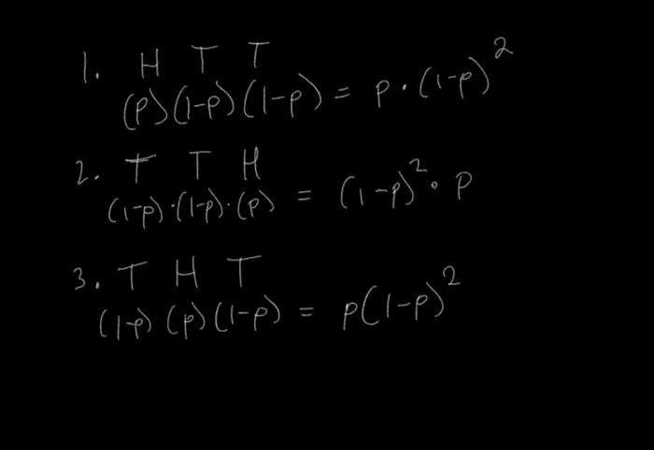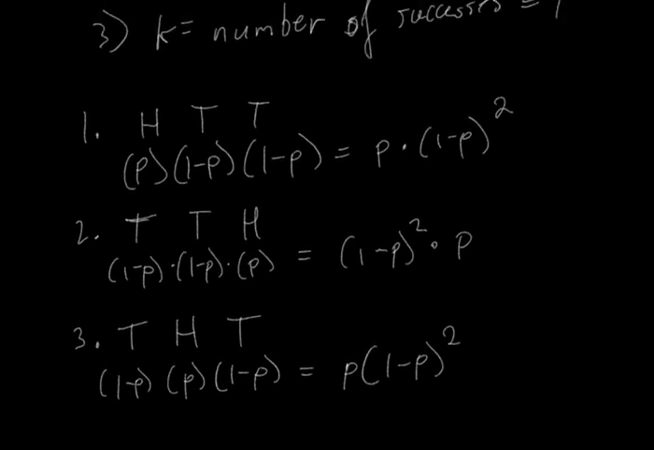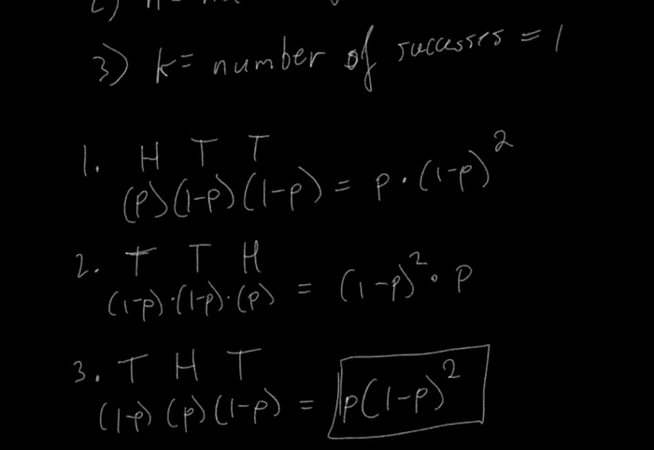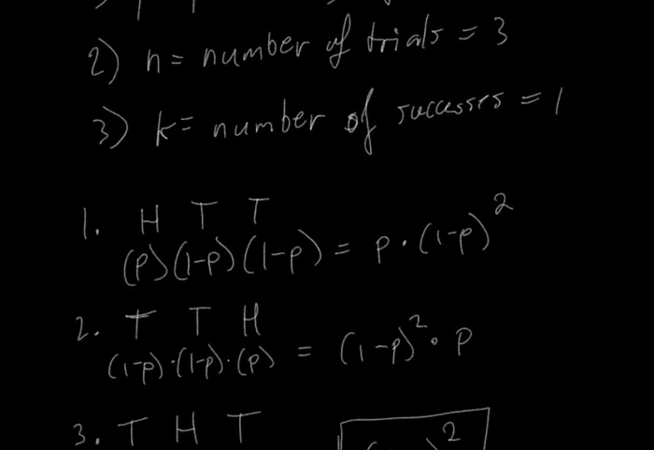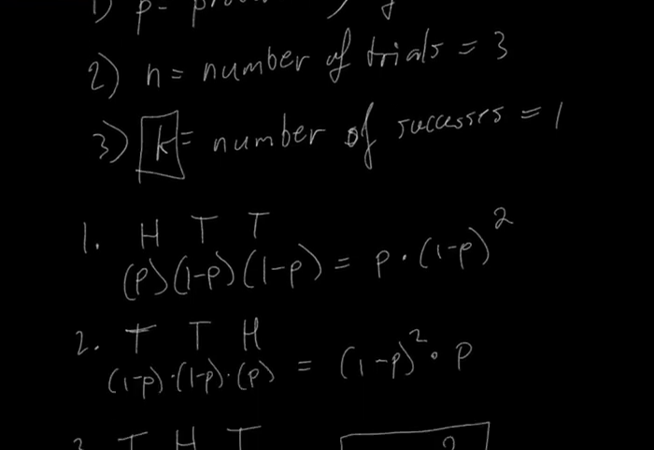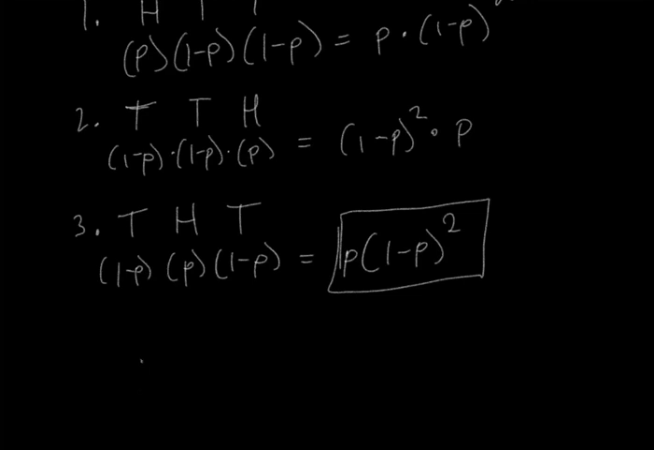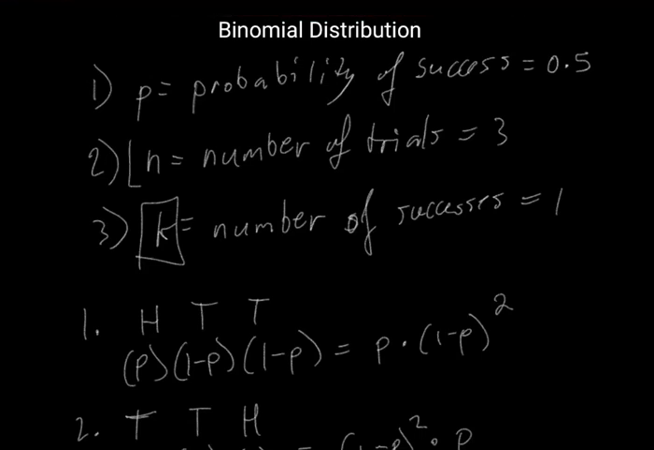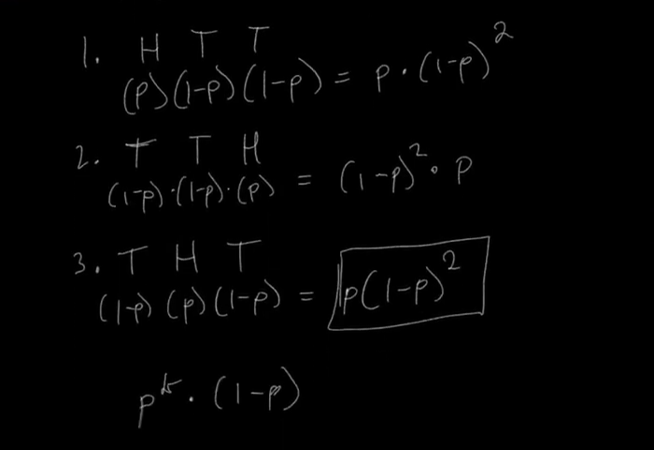And so if we were to generalize one of these probabilities, it would be the number of times that we want head to appear, or to get a success. In our case, this is K. So it is P raised to the K power times 1 minus P, which is the probability of failure, raised to the number of trials N, subtract K.